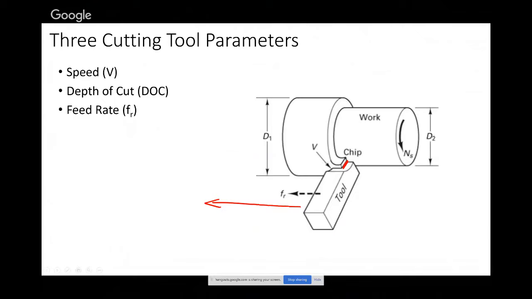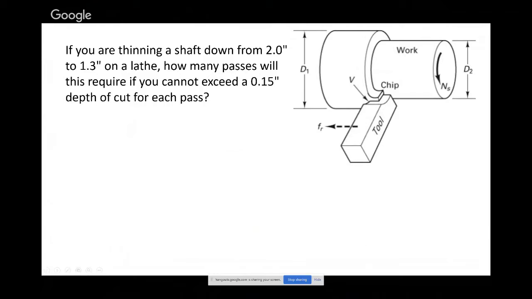So we've got some examples here that work out, and then on your quiz you've got a couple too that you'll be working out mathematically. These are pretty straightforward. Here's this first question. If you're thinning down a shaft from 2 inches diameter, we're going to be careful about that, 2 inches diameter to 1.3 inches diameter on a lathe, how many passes will this require if you cannot exceed a 0.15 inch depth of cut for each pass?